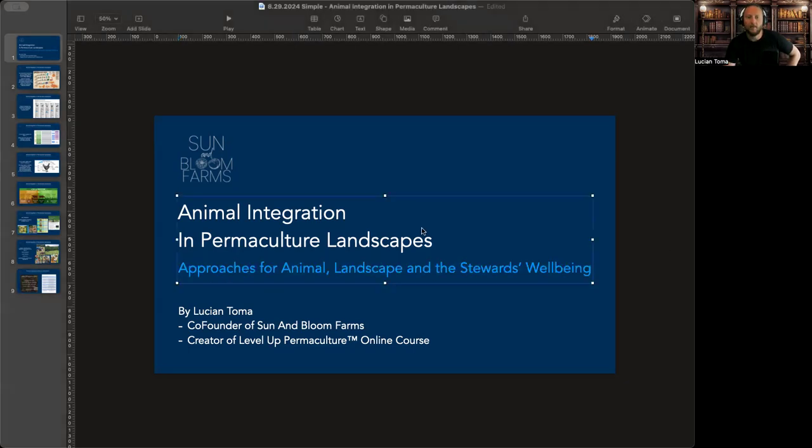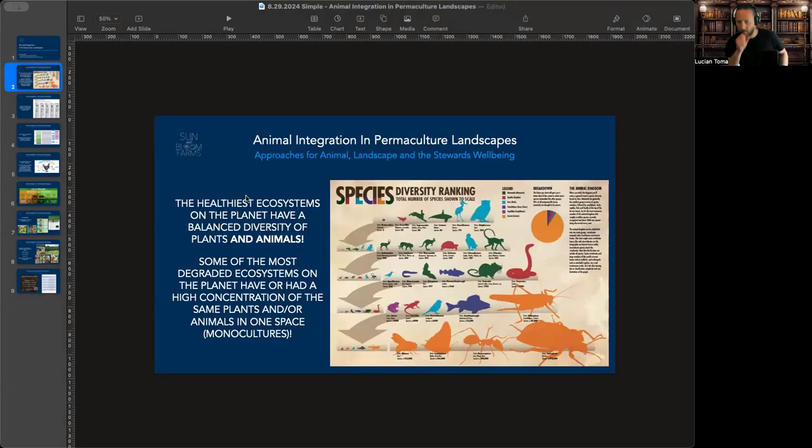So animal integration in permaculture landscapes, approaches for animal landscape, and the steward's well-being. So first of all, one big statement here, if anybody would like to debate about this, I really don't like to debate on this subject particularly.